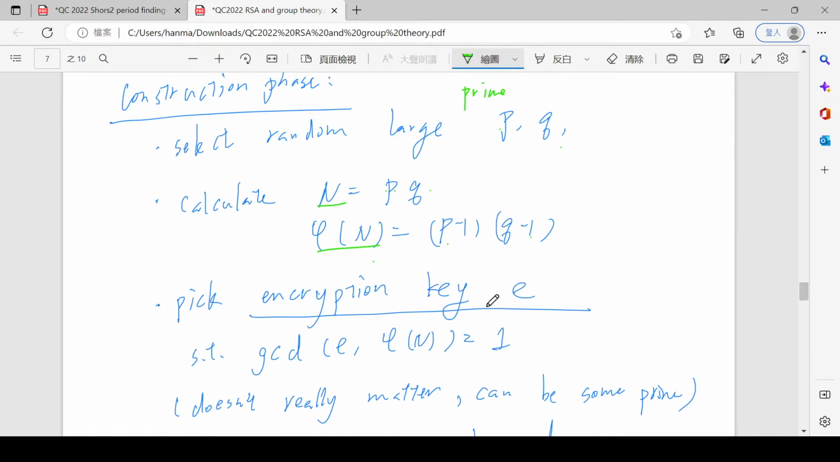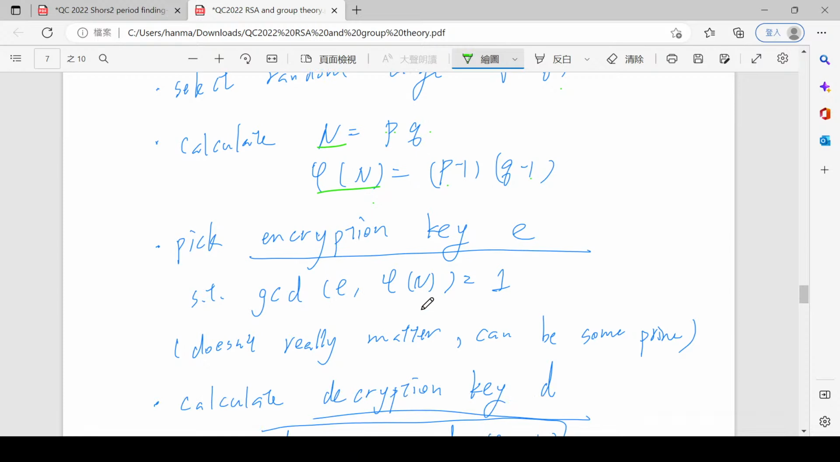We need to pick a random encryption key, so it's just a random number, but it needs to be something inside the multiplication group of phi n. Sorry, it's a little confusing. Anyway, you have an encryption key e, and it just needs to be coprime to phi of n.